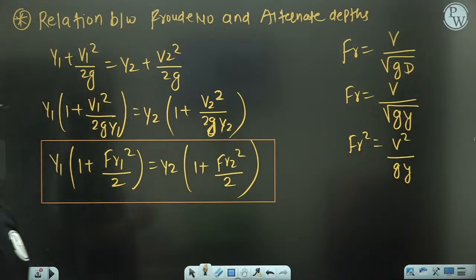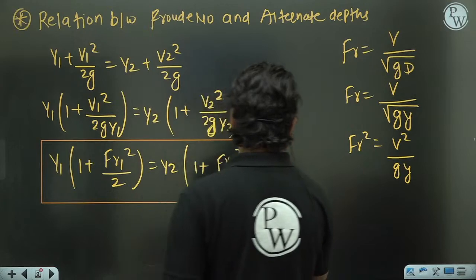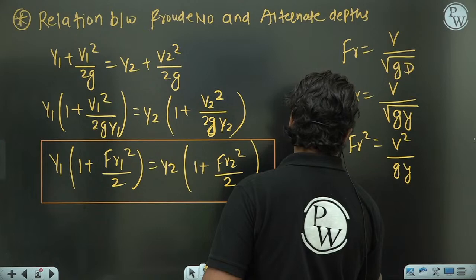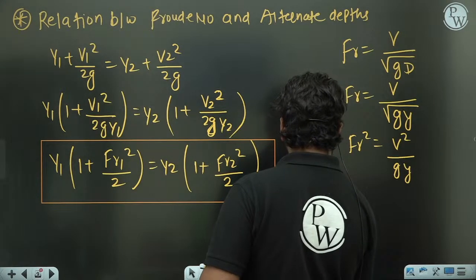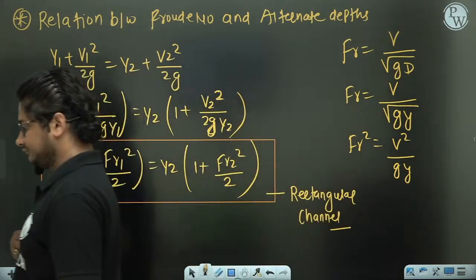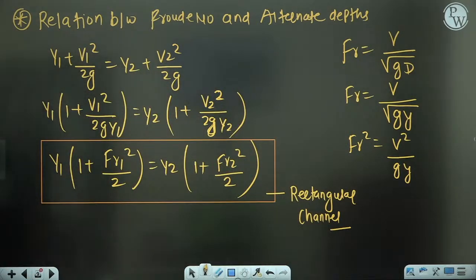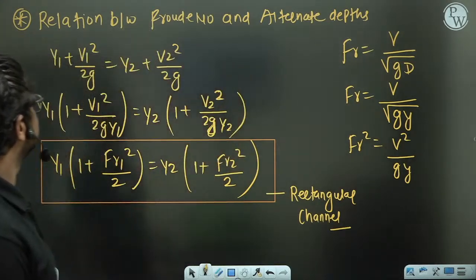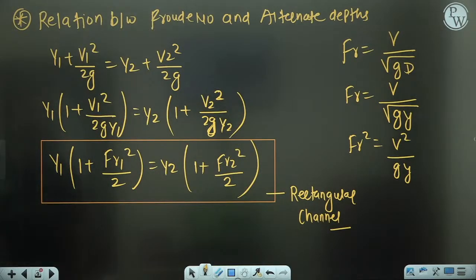Like this relation I have made for rectangular section. This is completely for rectangular section. You can find this out for triangular also; only the Froude number formula will change. This I have made for rectangular section. Is it copied?